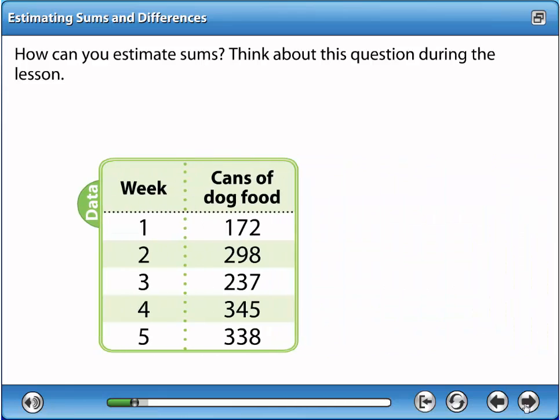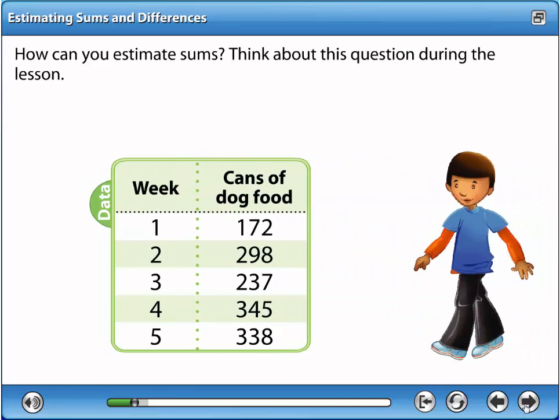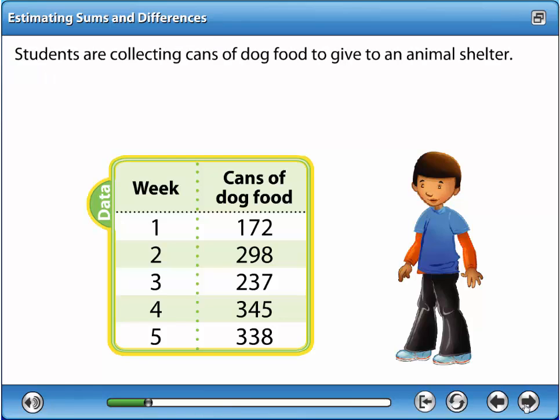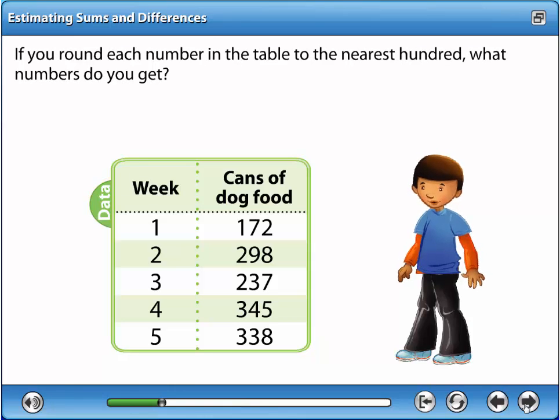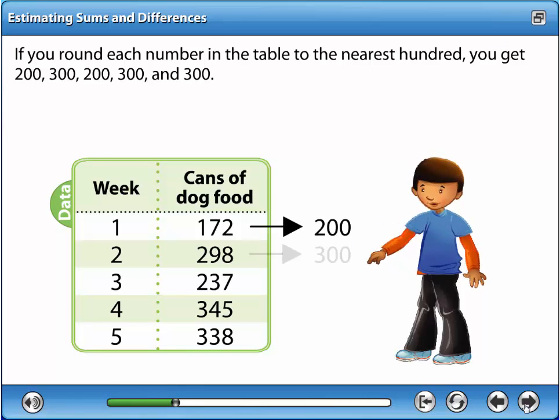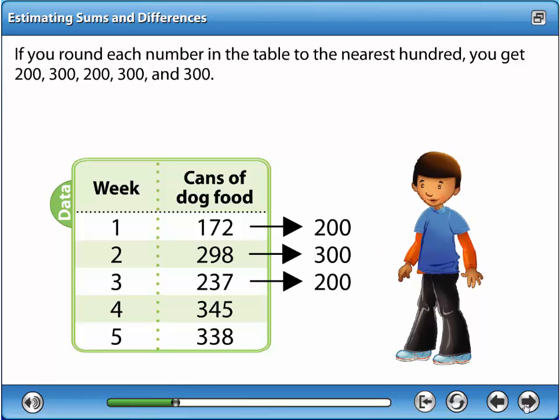How can you estimate sums? Think about this question during the lesson. Students are collecting cans of dog food to give to an animal shelter. If you round each number in the table to the nearest 100, what numbers do you get? If you round each number in the table to the nearest 100, you get 200, 300, 200, 300, and 300.